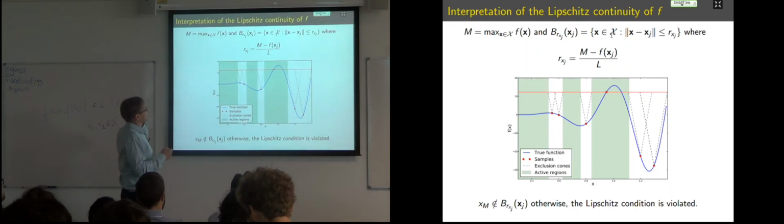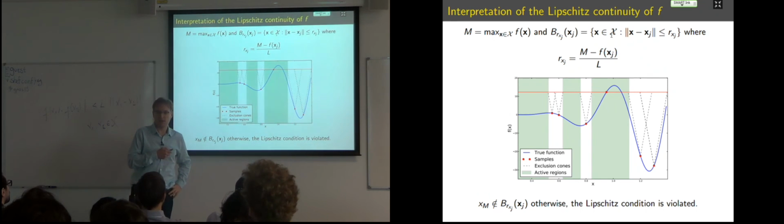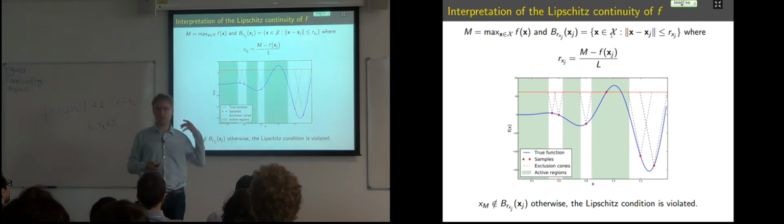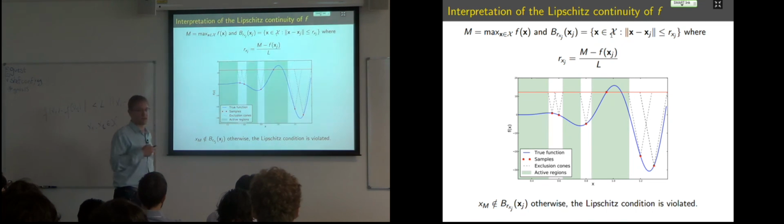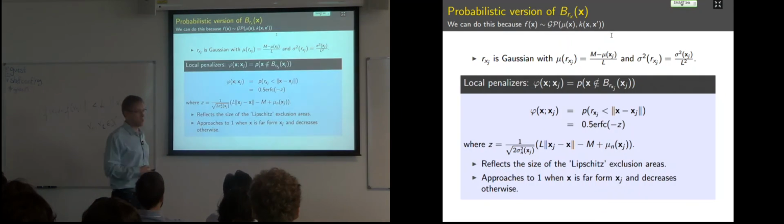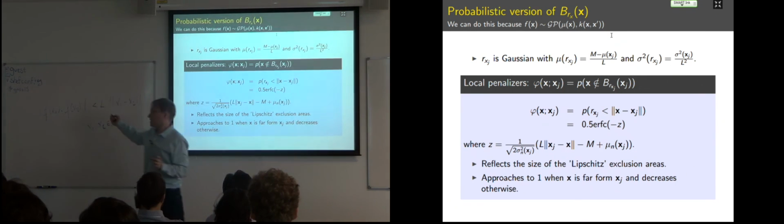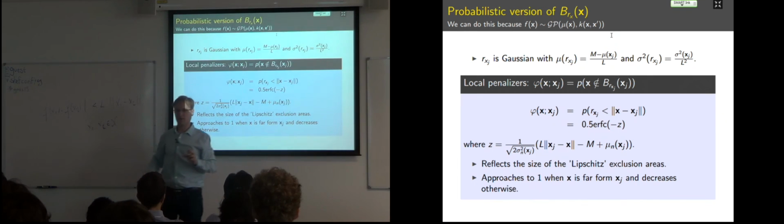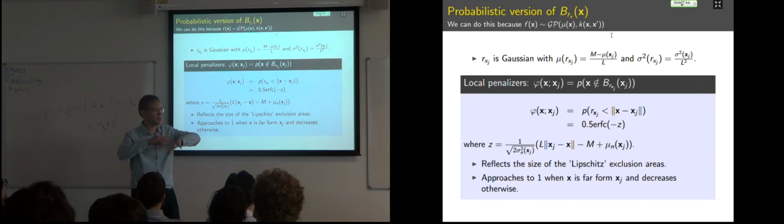So now, this is for a fixed function, but now what we know is that this f is not a deterministic f anymore, because what we have is a GP based on all previous observations that we have. So now we know that the marginal distribution at any location of the domain is going to be Gaussian. So we can come up with a probabilistic version of the balls that are described by the Lipschitz continuity of the function.